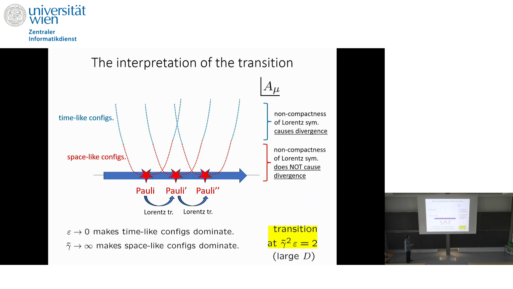Namely, if you take the epsilon going to 0 limit, then time-like configurations dominate, because time-like configurations are the ones that have divergence due to the non-compactness of the Lorentz symmetry, whereas the space-like configurations do not have that divergence. Therefore, when you take the epsilon to 0 limit first, you emphasize this blue part, namely the time-like configurations. But if you take large gamma first, then you are focusing near the Pauli solution, and therefore those time-like configurations will be killed. That's the transition.